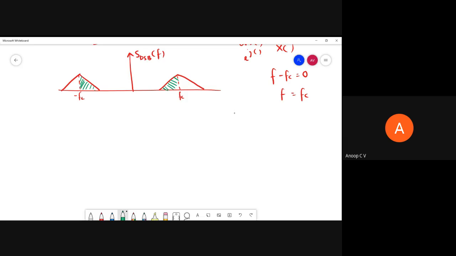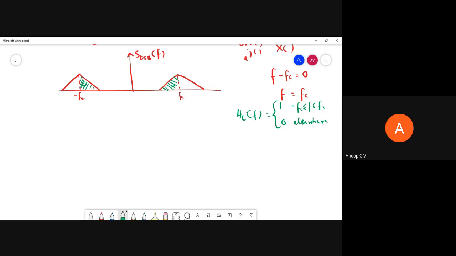So what should be the frequency response of a filter which will allow only this much part, minus fc to plus fc, and eliminate everything else? Now I am getting an idea. This HL of f should be equal to 1 from minus fc to fc, and it should be 0 elsewhere. My requirement is to retain this and this part and remove everything else.